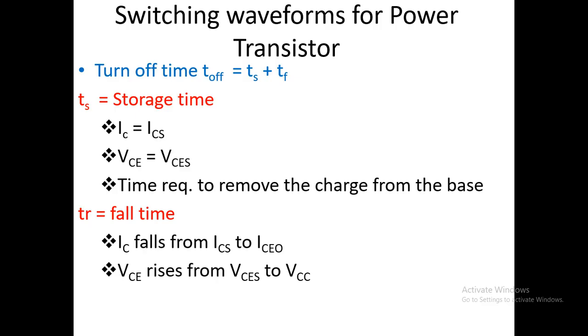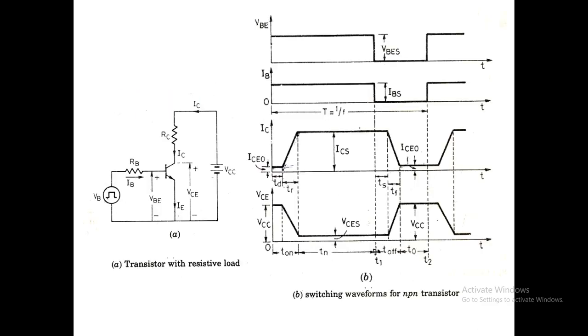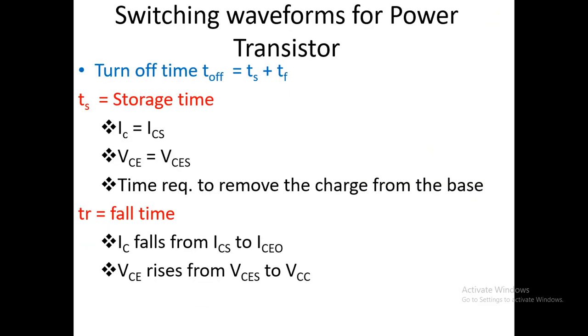And TR is the fall time, sorry, TF. So here it should be TF, it is a spelling or typing mistake. TF is equal to fall time. During that condition the current will fall from the maximum to minimum value and voltage will rise from the minimum value to the maximum value.